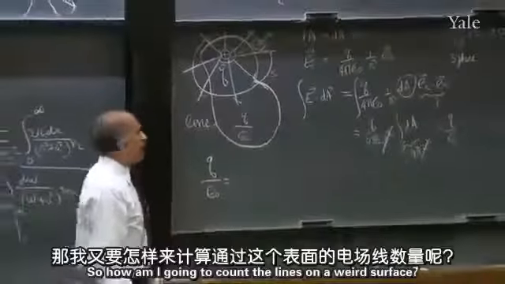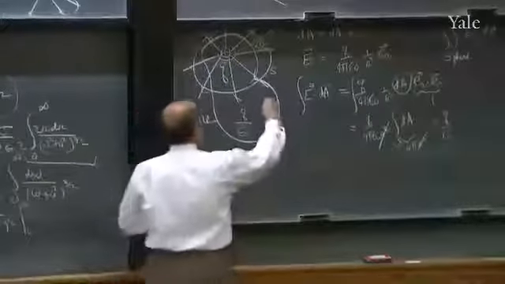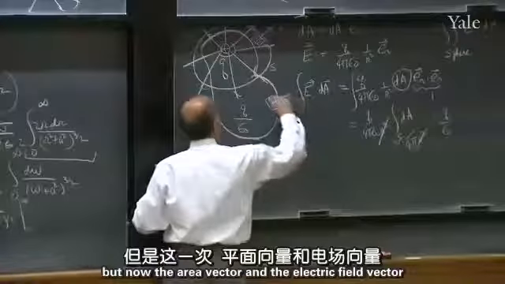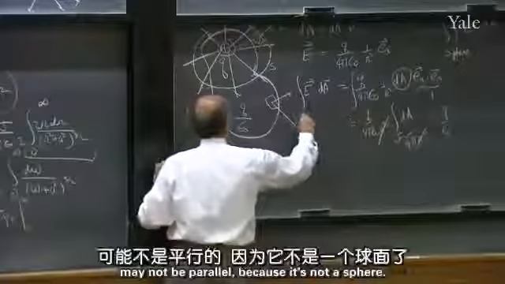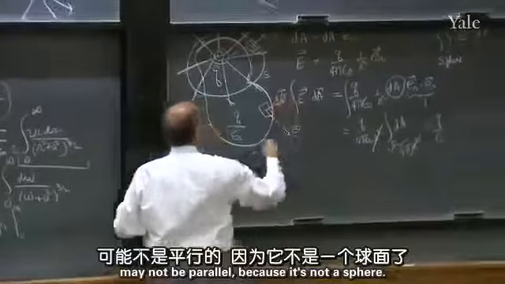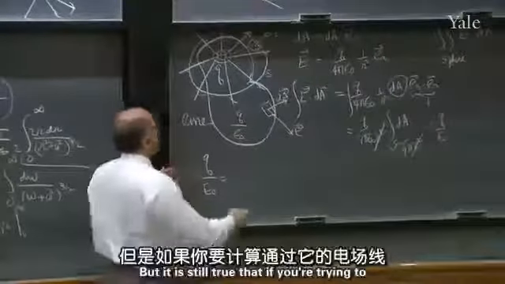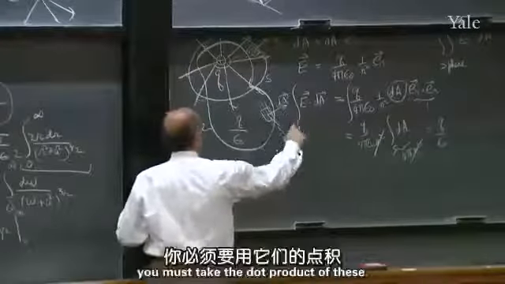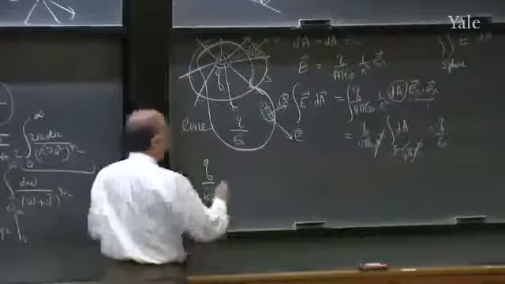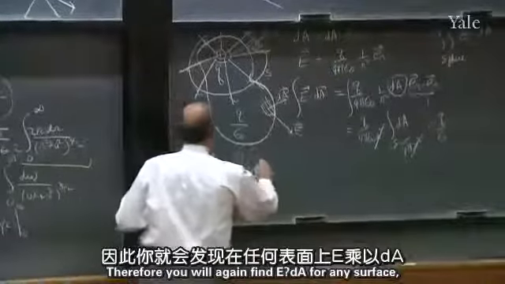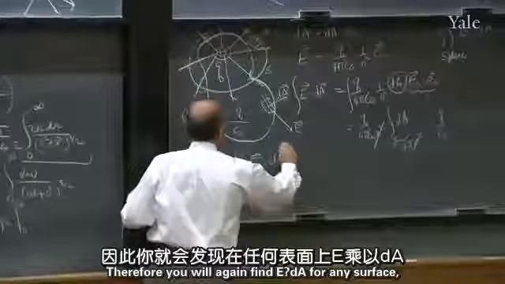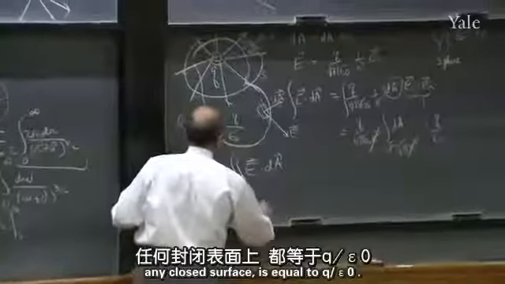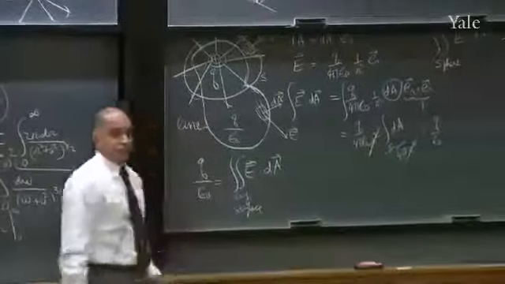So how am I going to count the lines on a weird surface? I take the surface, divide it into little pieces, but now the area vector and the electric field vector may not be parallel because it's not a sphere. But it is still true that if you're trying to count the lines going through, just like in the velocity case, you must take the dot product of these two. Therefore, you will again find that the integral of E dot dA for any closed surface is equal to Q over epsilon 0.